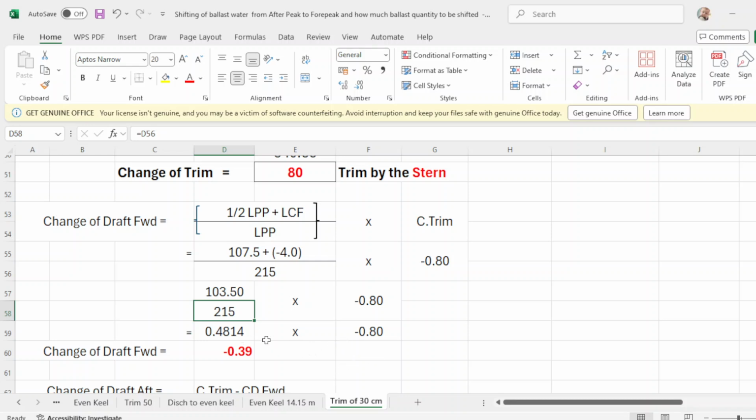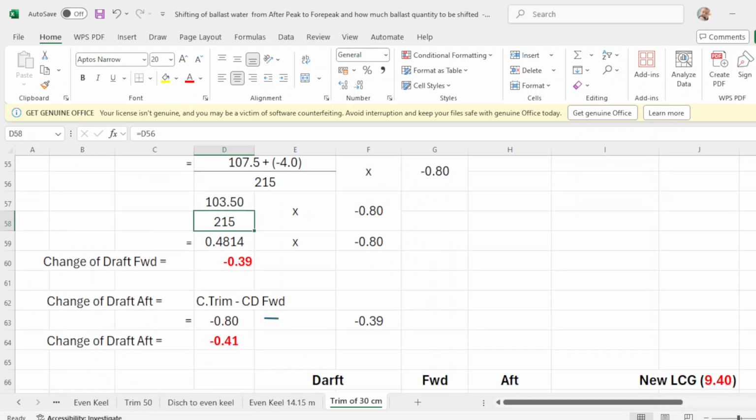Then that will be this value of 0.4814 multiplied with your change of trim, and your change of trim forward is 0.39. And to get the change of drop aft, it is your change of trim, which is negative 0.80, minus your forward change of drop of negative 0.39, and your change of drop aft will be negative 0.41.